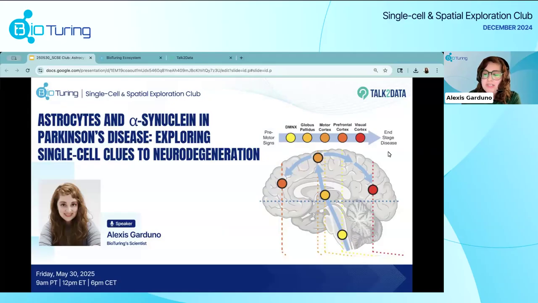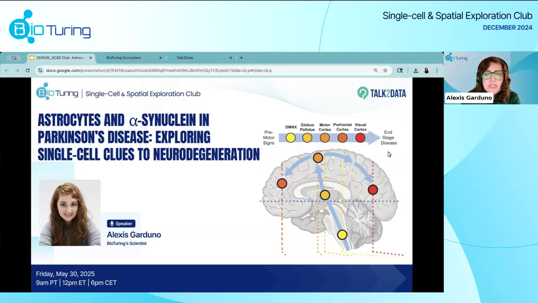The main focus of the session today will be to utilize our Talk to Data system, our new version 5 of Talk to Data, to explore several different single cell case studies focusing on astrocytes and alpha-synuclein in the context of Parkinson's disease. We'll leverage the multiple studies we have relating to single cell RNA-seq within the human database to answer this focus question.